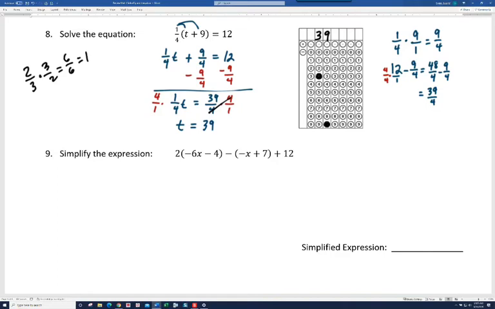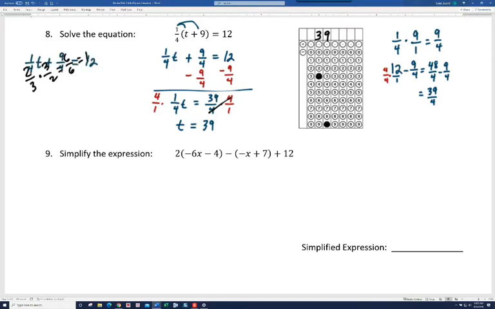All right, let's look at number 9. Now the first thing I want you to notice here is it just says simplify. We're not solving an equation here. All we're doing is simplifying. And so the first thing we're going to want to do is some distributing.